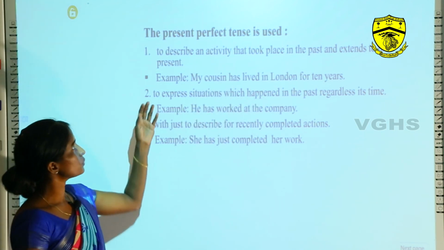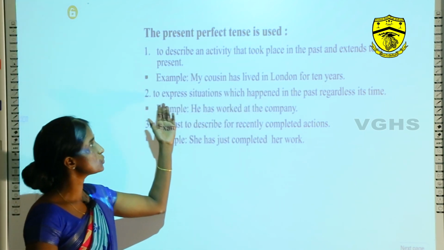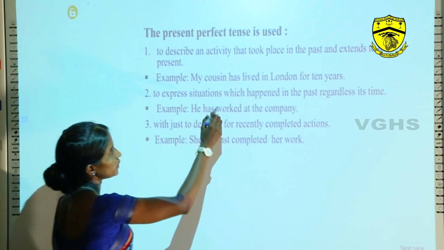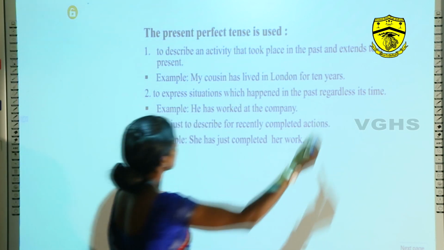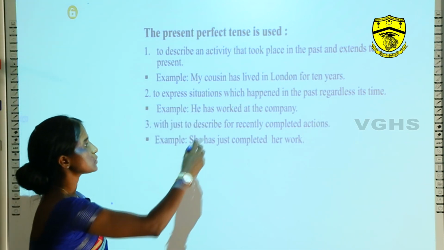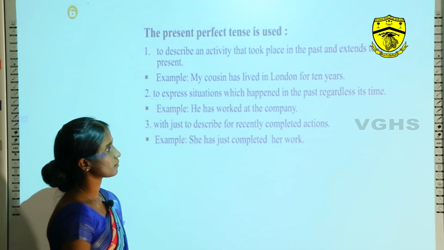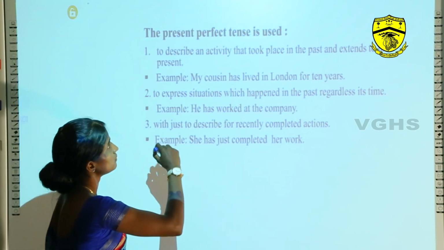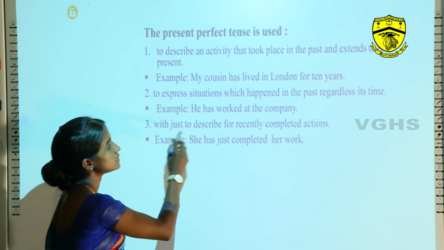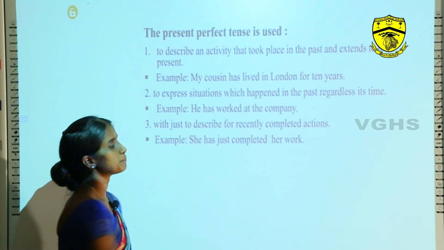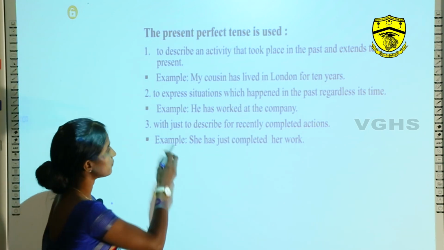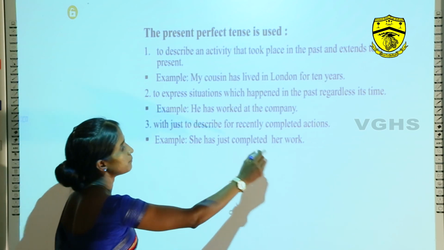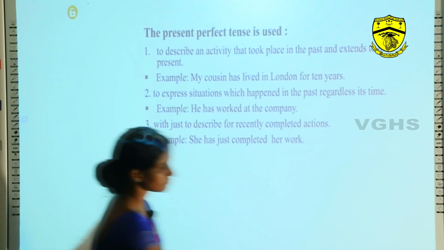And the second situation: the present perfect tense is used to express situations which happened in the past regardless of their time. For example, he has worked at the company. And the third one: it is used with just to describe a recently completed action. For example, she has just completed her work.